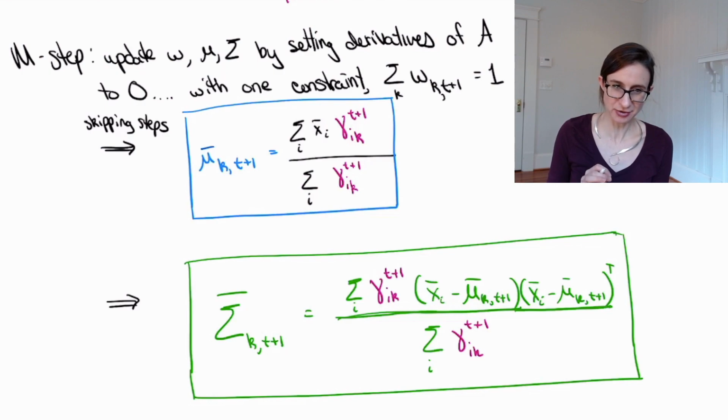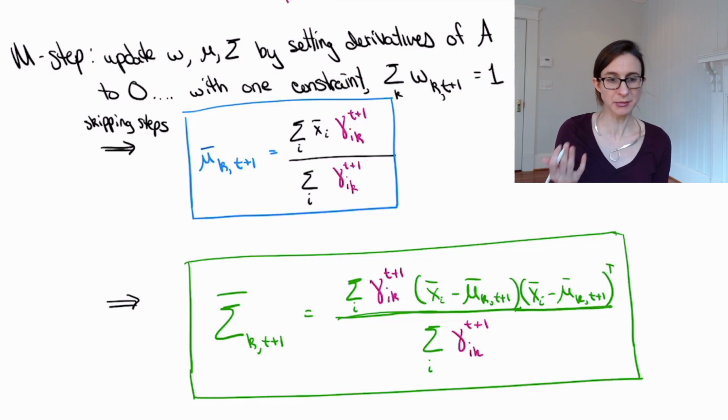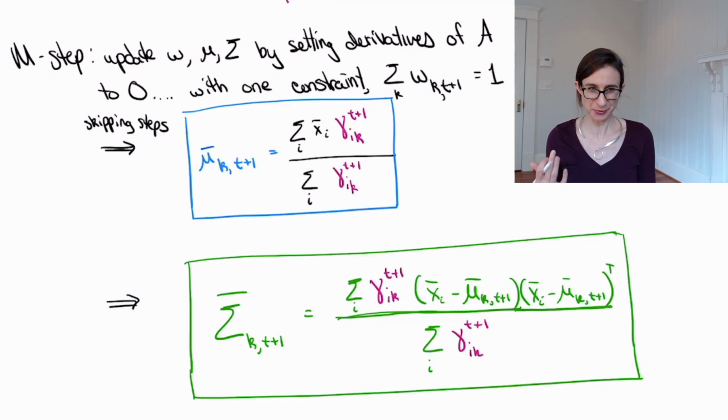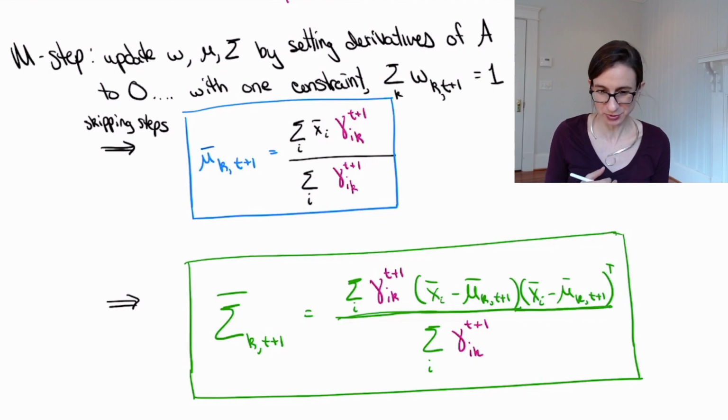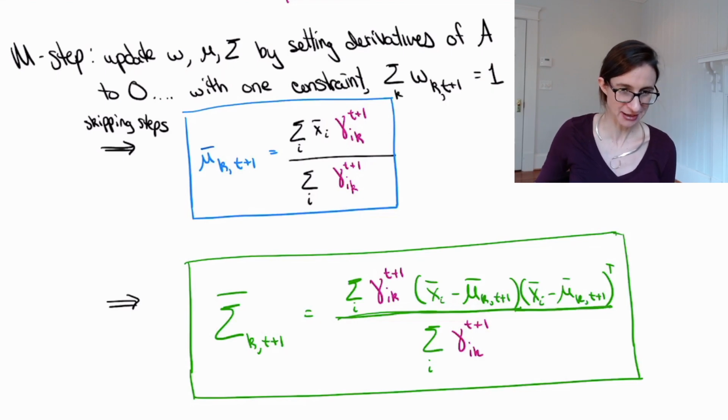I can't just set the derivative with respect to W to 0 because it's actually constrained. We need to make sure that the sum of the mixture weights adds up to 1 so that it's a discrete probability distribution. And for that, we need to write down the Lagrangian and take the derivative of that and set it equal to 0 because we're doing constrained optimization. Okay, so let's start working on that.